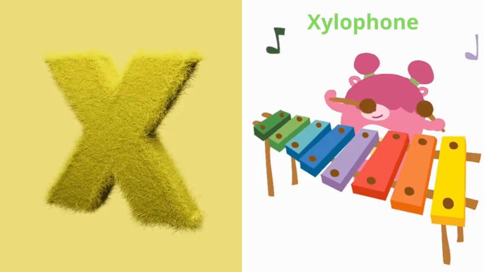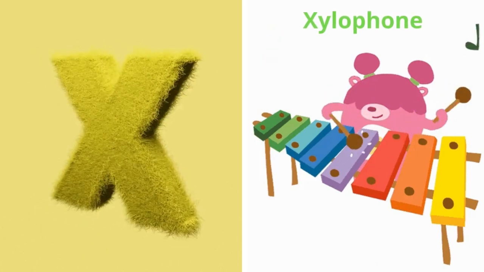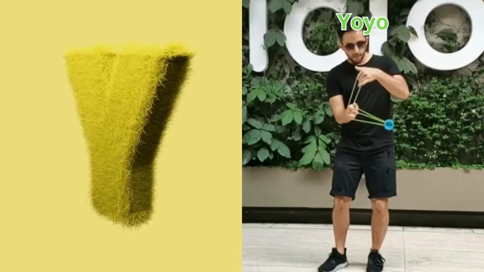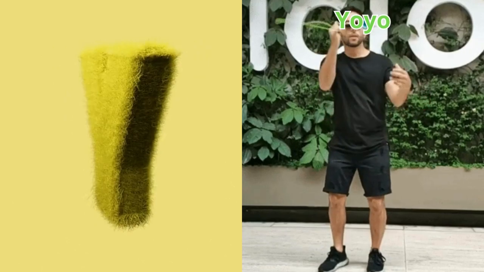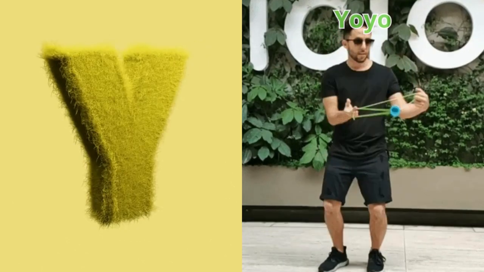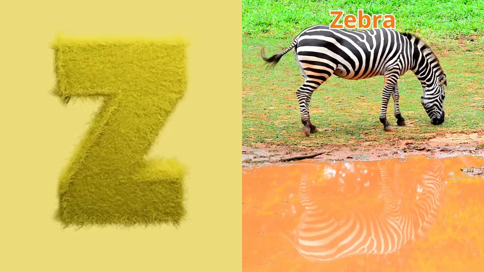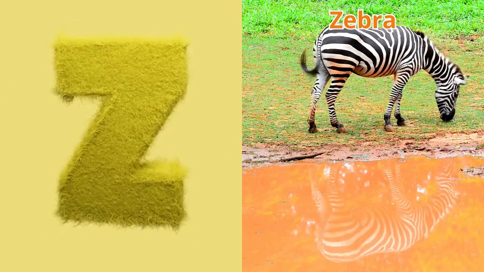W, whale. X is for xylophone, z, z, xylophone, X, xylophone. Y is for yo-yo, y, y, yo-yo, Y, yo-yo. Z is for zebra, z, z, zebra, Z, zebra.